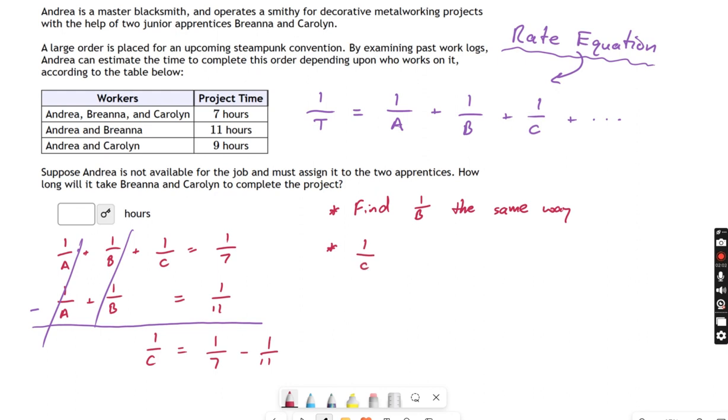Now that we know 1 over C, that was what I showed you, and you're going to go find 1 over B, add those two together, and you're going to have 1 over your answer. That total time in that answer portion, this lower denominator right here, that's what this problem is looking for. How long will it take Brianna and Carolyn together? A little bit of math to work out with the fractions and the adding and so on, but that's how you make your way through this problem.